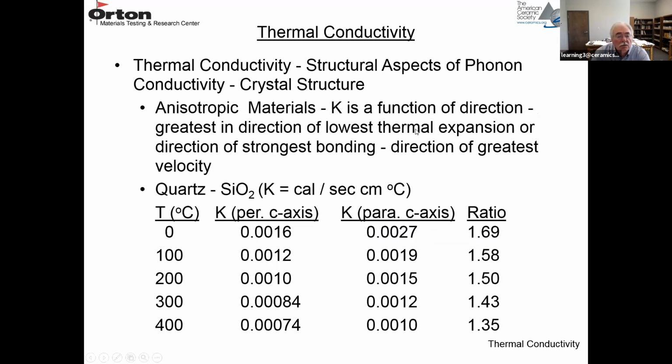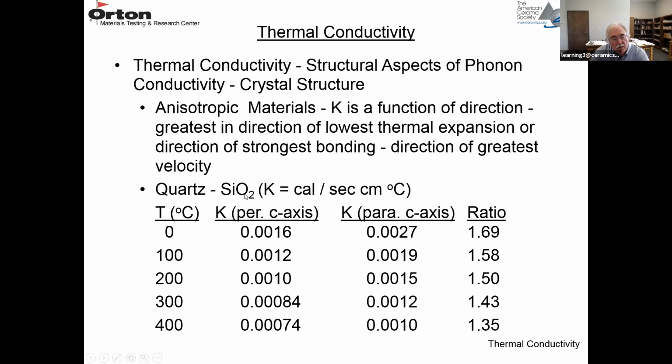Just as thermal expansion was a function of direction in a crystal structure, so is thermal conductivity. So K is a function of direction in anisotropic materials. It turns out K is the greatest in the direction of the lowest thermal expansion, which is the direction of the strongest bonding. And it's also the direction of the greatest velocity.